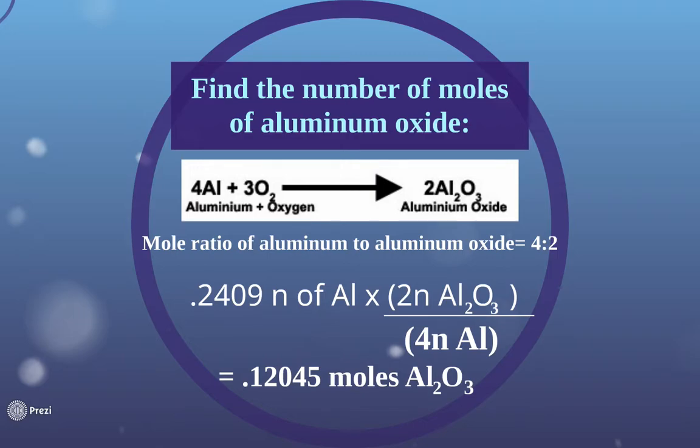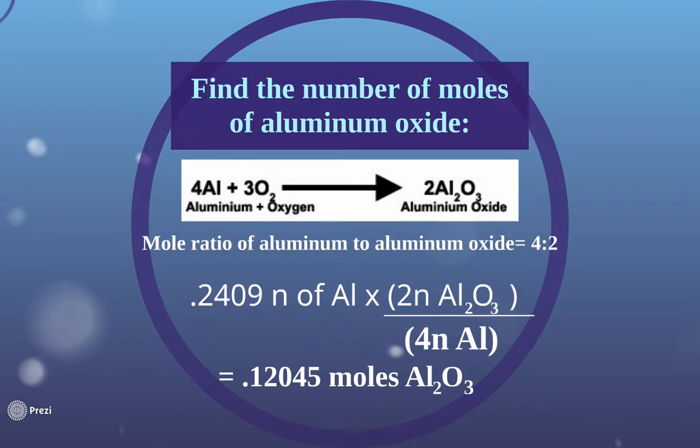Now we find the number of moles of aluminum oxide. From our balanced equation, we determine that the mole ratio of aluminum to aluminum oxide is 4:2. Using our moles, 0.2409 of aluminum, and dimensional analysis, we will multiply by our mole ratio. Moles of aluminum oxide is our numerator, and moles of aluminum is our denominator. We find 0.12045 moles of aluminum oxide.